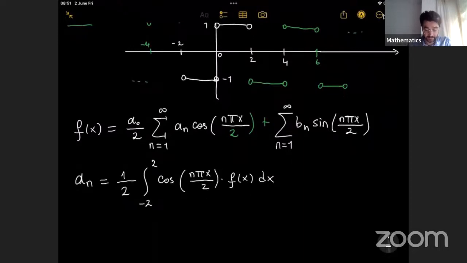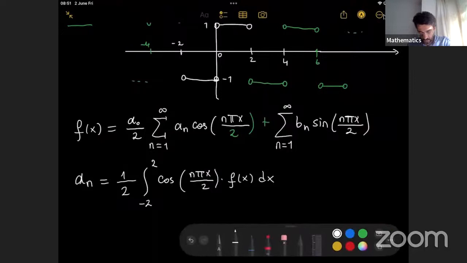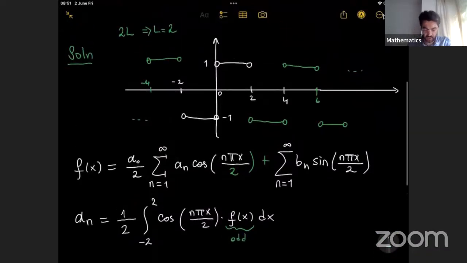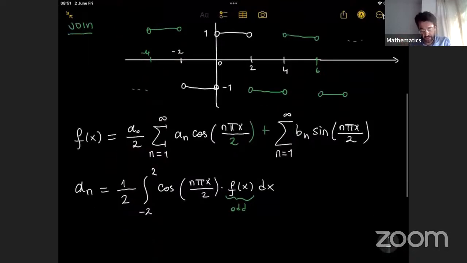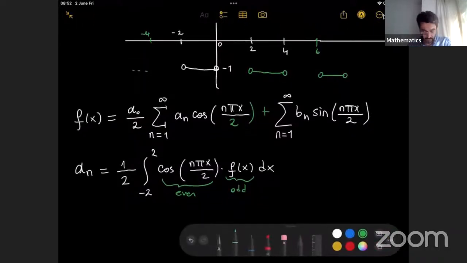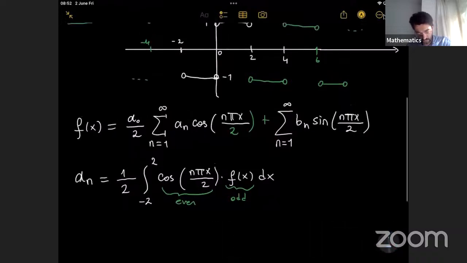Well, the nice thing is, you see here, f of x is an odd function, right? You can see this from the picture. It's an odd function. It is symmetric with respect to the origin, right? And cosine is an even function. And when you multiply an odd function with an even function, you will get an odd function, right? So the whole thing here is going to be an odd function.